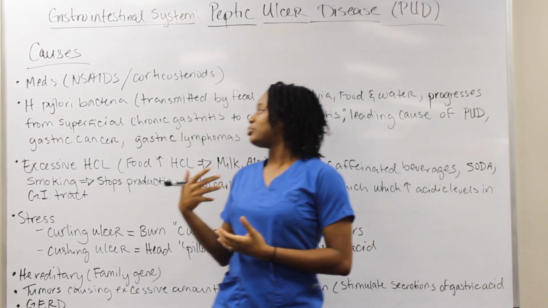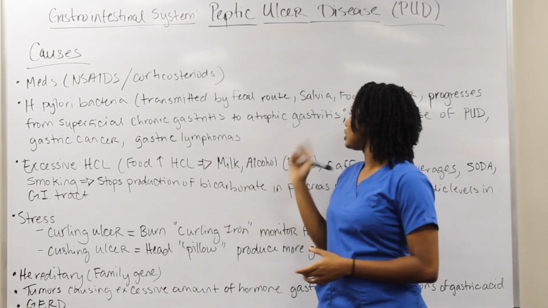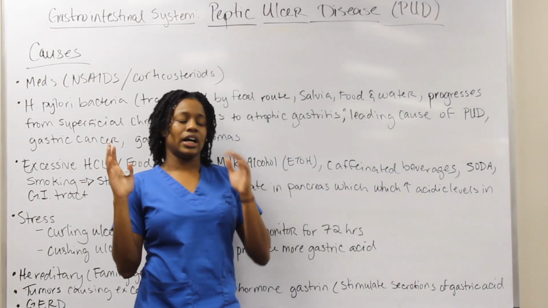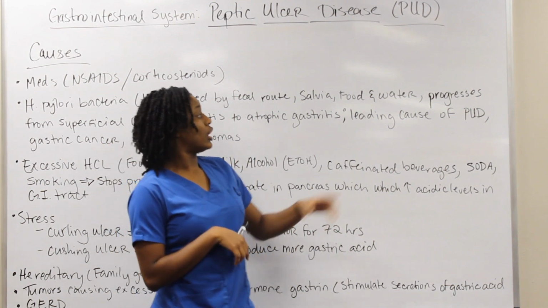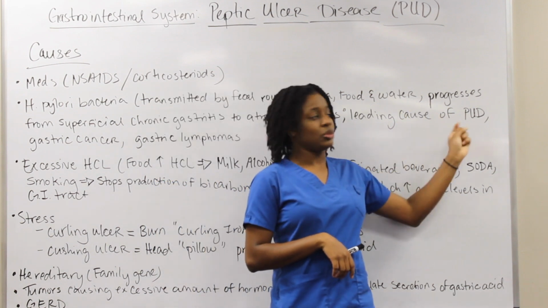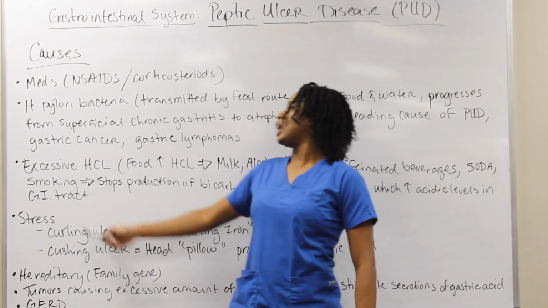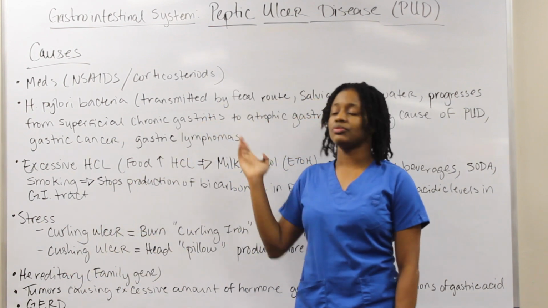And what happens is it progresses from a superficial chronic gastritis to atrophic gastritis, and atrophic means the narrowing or the shrinking of, which leads to PUD. And it can also eventually lead to a gastric cancer and gastric lymphomas, okay?